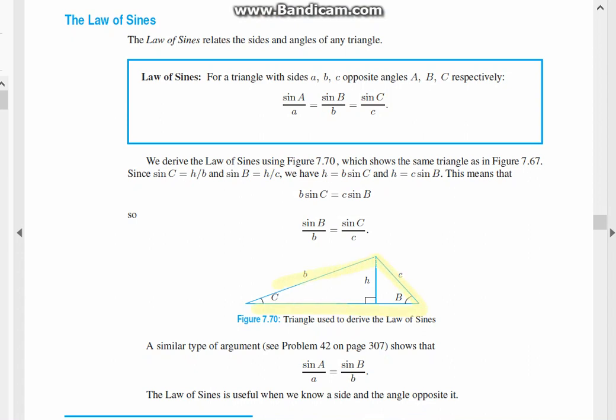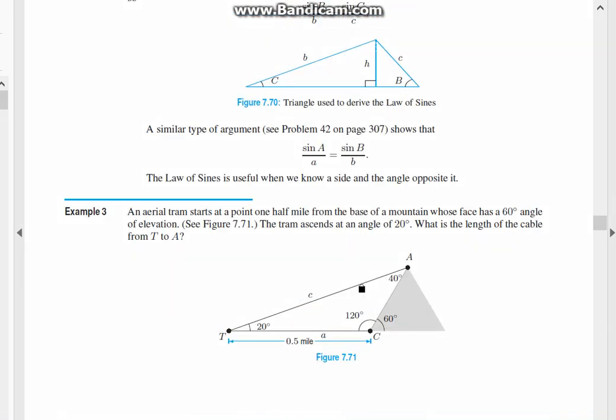This picture of the triangle is kind of the same as for the law of cosines, so I'm just going to get right into an example. It wants us to find the length of the cable from T to A, which is side c. We see three angles and one side. So we know we have to use the law of sines to solve this problem, because we can only use the law of cosines when we know three sides or two sides and one angle.